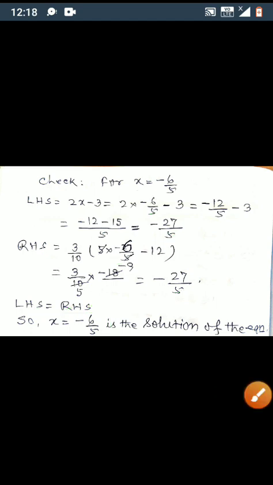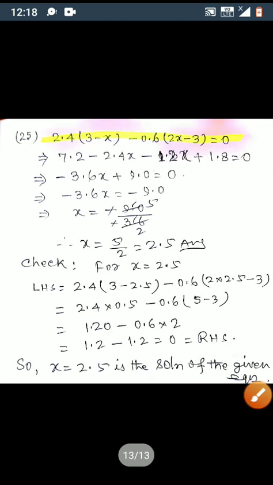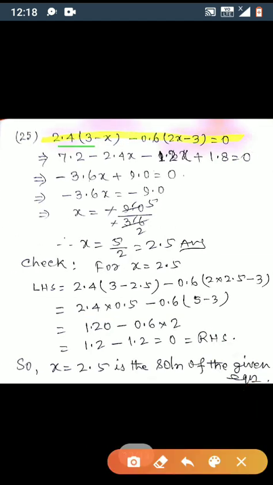Now last question 25. 2.4 (3 minus x) minus 0.6 (2x minus 3) equal to 0. It can be written as 2.4 multiplied by 3 equal to 7.2 minus 2.4 multiplied by x equal to 2.4x, minus 0.6 multiplied by 2 equal to 1.2x, minus minus plus 3 multiplied by 0.6 equal to 1.8.